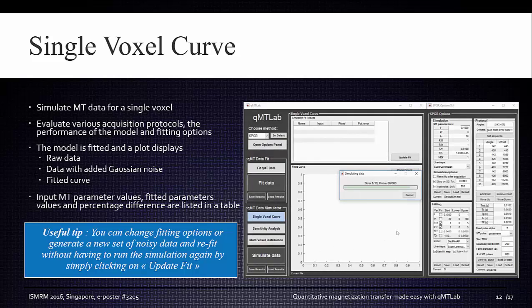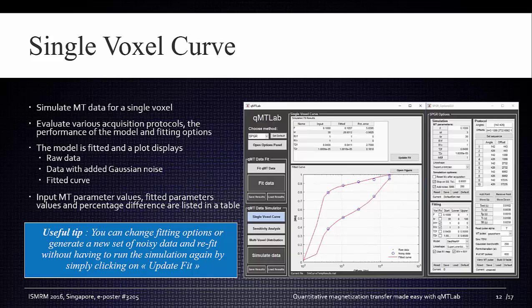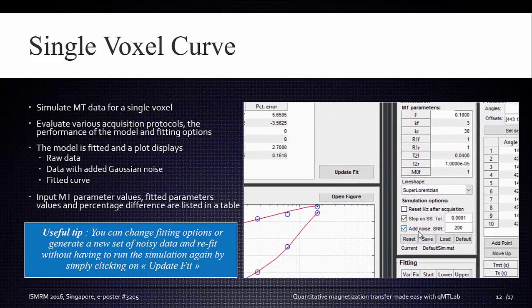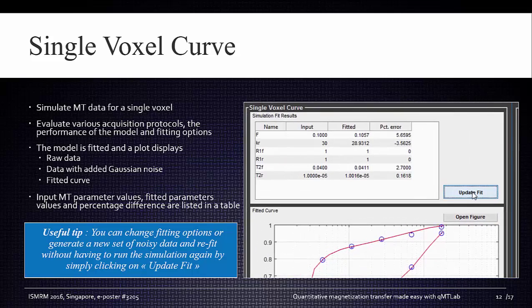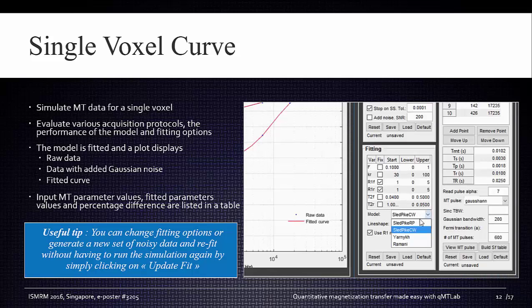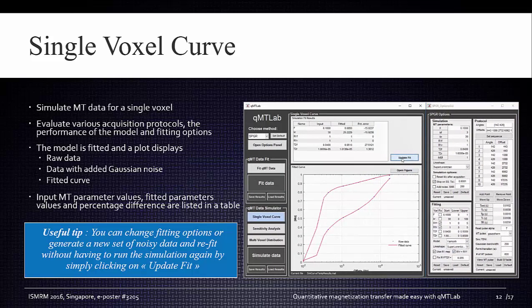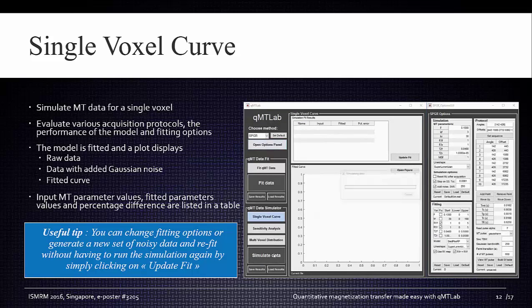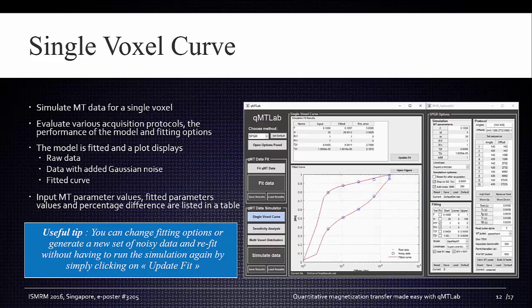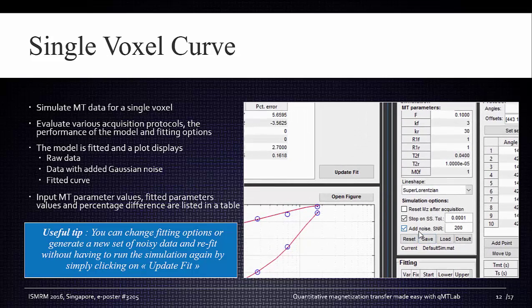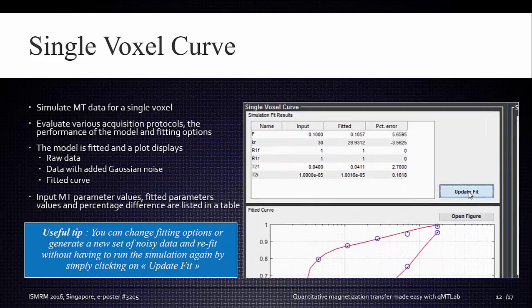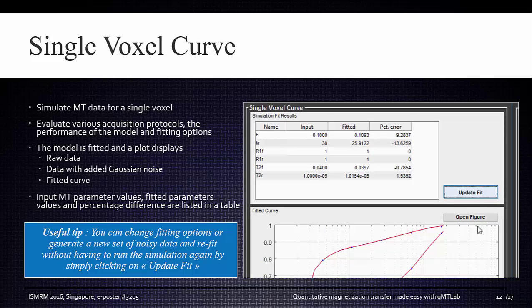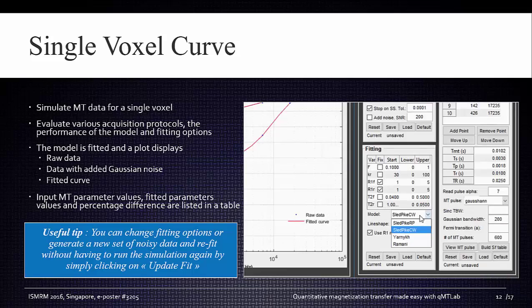And once the data is simulated, you can, for example, add noise to this data and see how the fitting performs under more realistic values. You can change the fitting option, for example, choose a different model, update the fit and see what the fitted results are. Now at the top you have a table that shows you what the true values were, what the fitted values are, and what the percentage error is between those two.